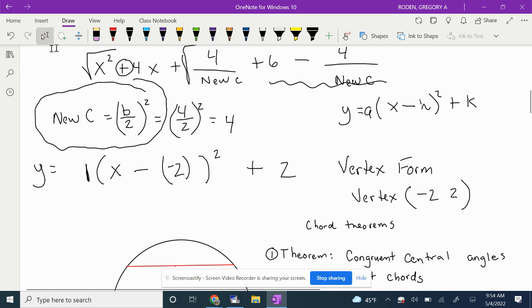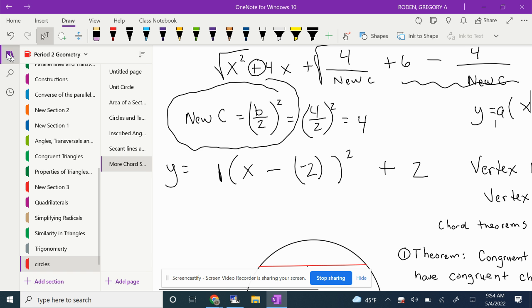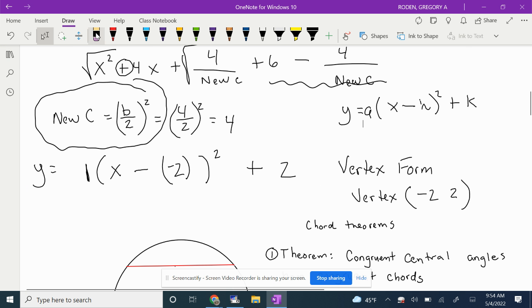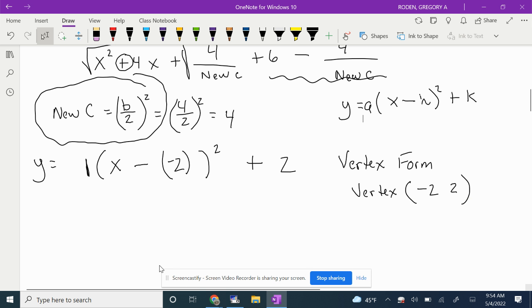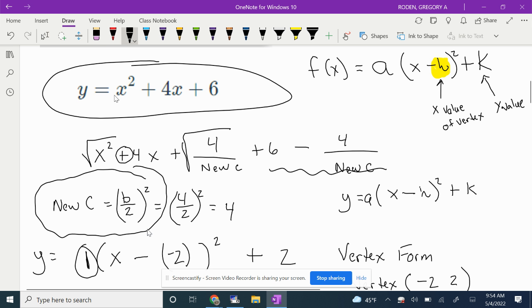If I want to graph this parabola, let me just give myself some room. Okay, if I wanted to graph a parabola, I know that it's going to face up because a is positive. And a is the same a that it's going to be in here. Notice this is a positive 1. So my parabola is going to have a minimum value. You guys understand that? It's going to be facing up.